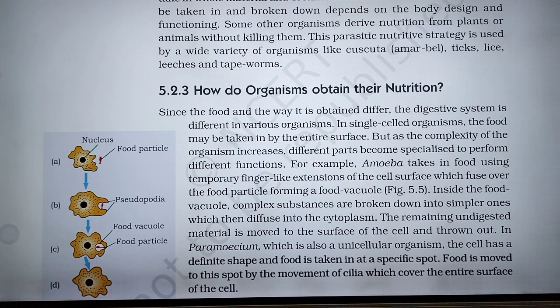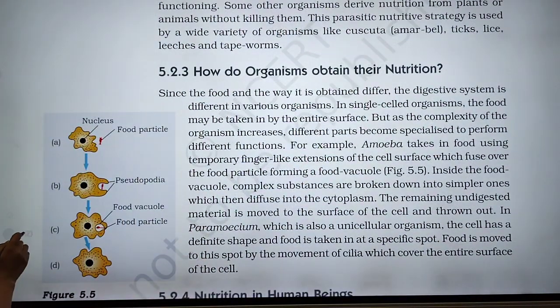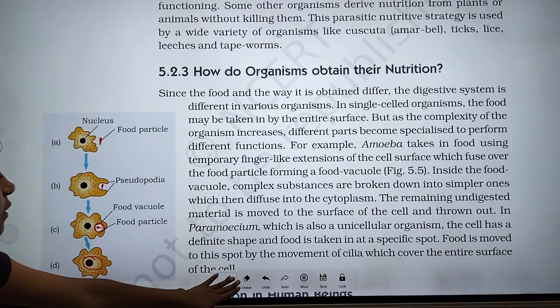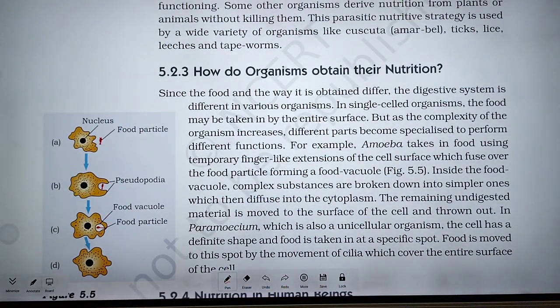For example, amoeba. You can see in the figure here is the amoeba. In amoeba, there are temporary extensions called pseudopodia, which attach to the food, and then a vacuole is formed, and after that the amoeba digests the food. So this is the way in different organisms.